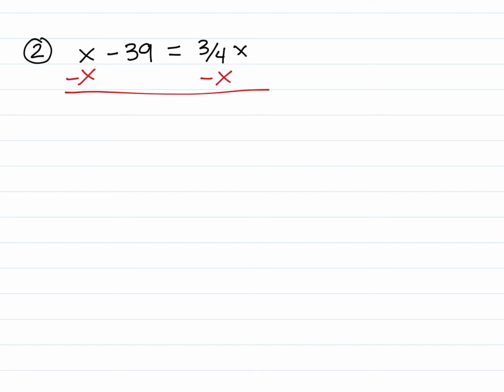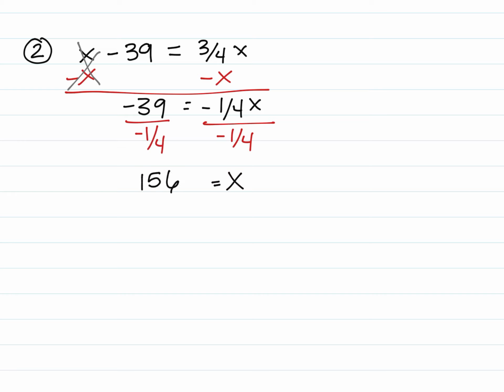So I'm going to remove X from this side and from this side, which will leave me with negative 1/4 X over here. These are going to add to 0, and I will be left with negative 39 on this side. Then I can divide by negative 1/4 on both sides, and I will have X equals 156. So she started with $156.